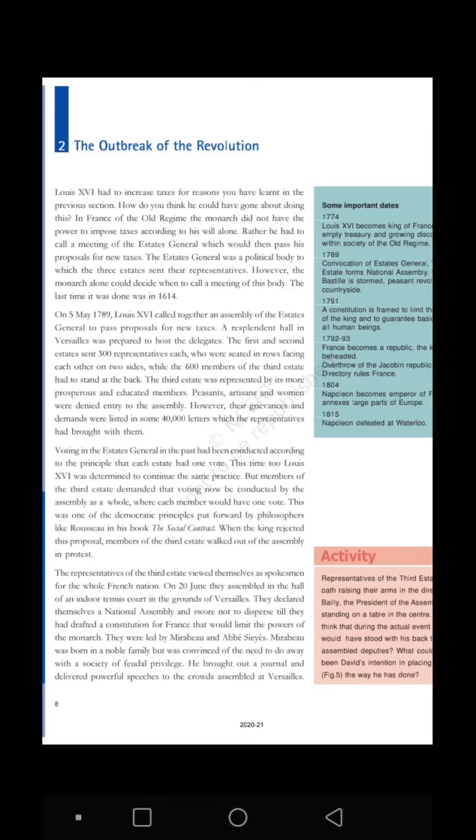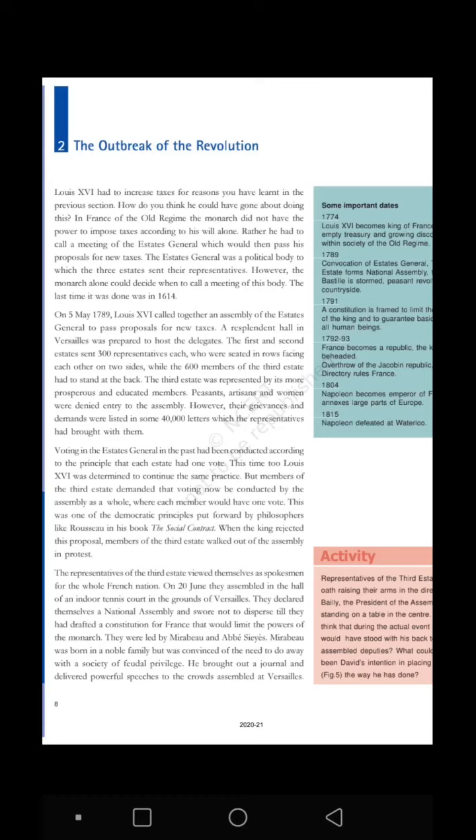A resplendent hall in Versailles was prepared to host the delegates. The first and second estates sent 300 representatives each, who were seated in rows facing each other on two sides, while the 600 members of the third estate had to stand at the back.